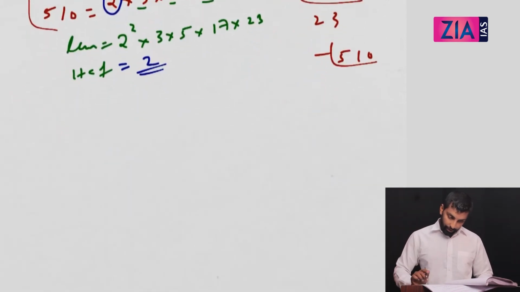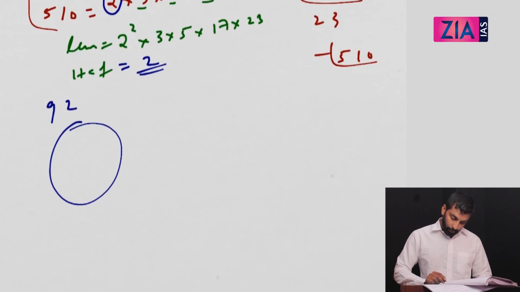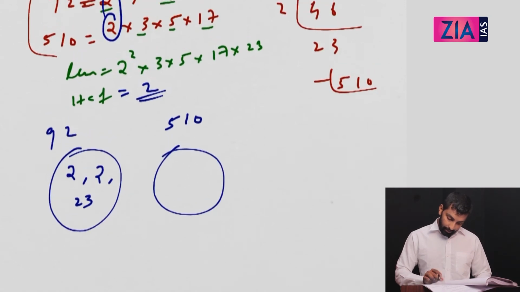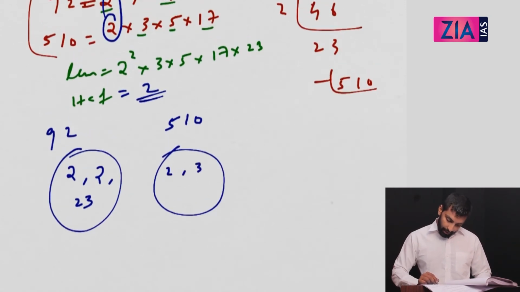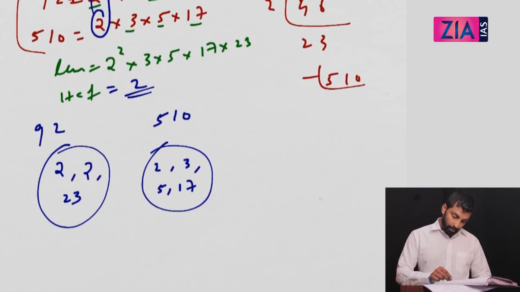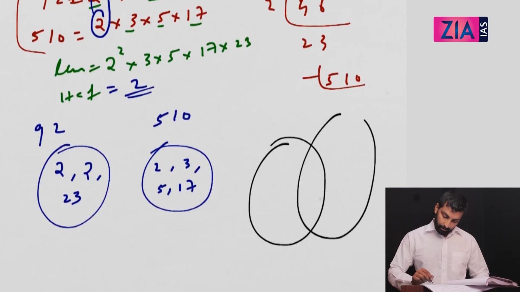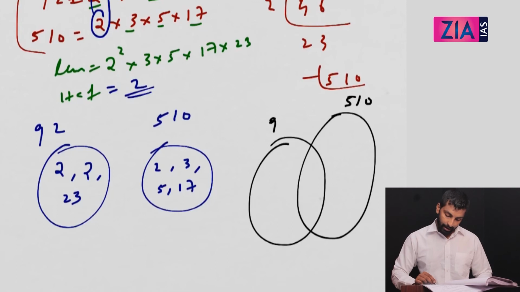Now, if you try to visualize in a Venn diagram like this, so let's draw 92. What is that? 2, 2, 23. What about 510? 510 is 2 into 2, 3, 5, 17. Now let's join them with the common terms, right? So whatever is common, let's join. This is 92. This is 510.